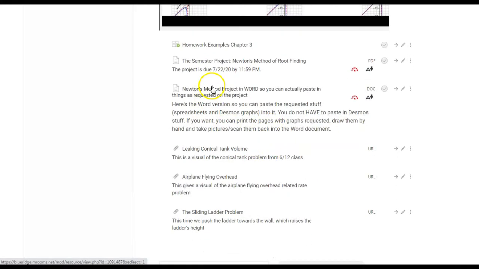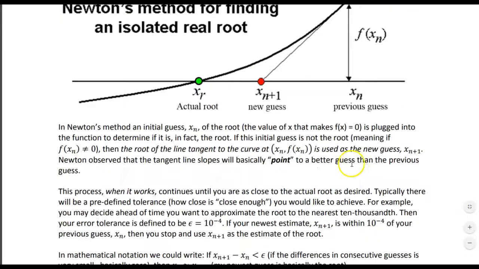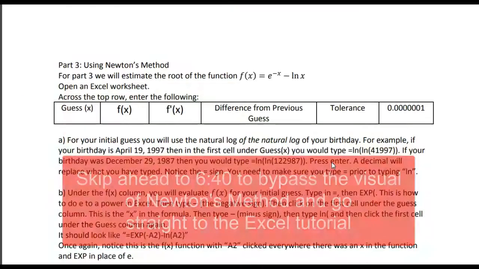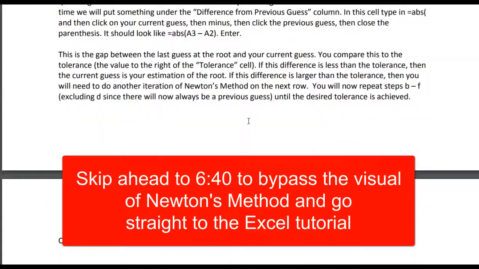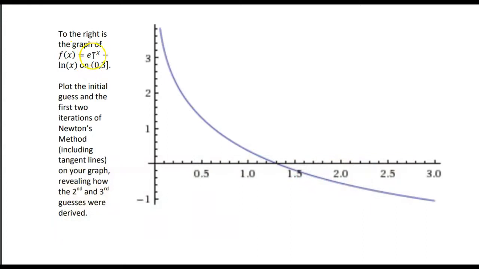So part of what you have to do when you're doing the project, the big thing is the Excel component of it. When you get to that, you are trying to find the solution, like where this thing crosses, okay? And so here's the function, e to the negative x minus log x. You would have to approximate that. Like if you tried to set it equal to 0 and solve, you'd get e to the negative x equals the log of x.